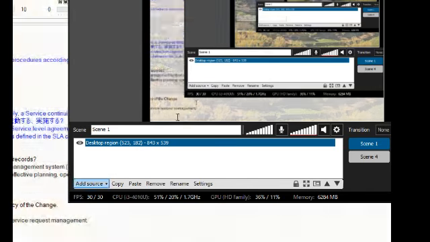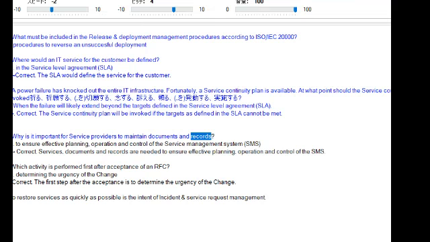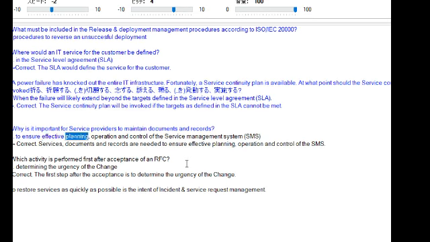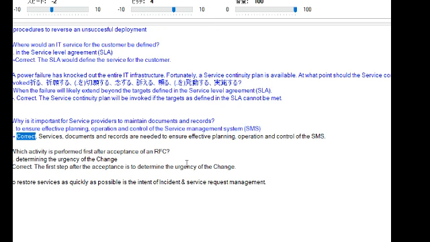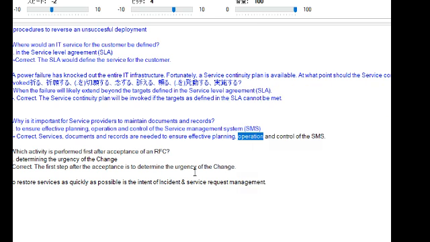Why is it important for service providers to maintain documents and records? To ensure effective planning, operation, and control of the Service Management System, SMS. Correct. Services, documents, and records are needed to ensure effective planning, operation and control of the SMS.